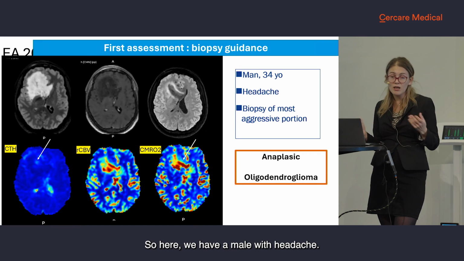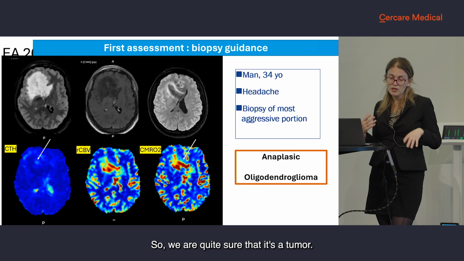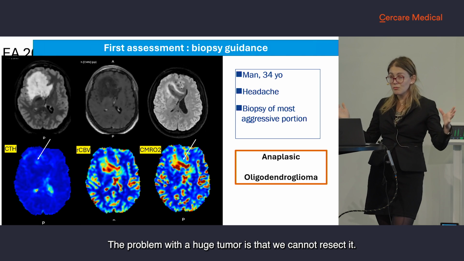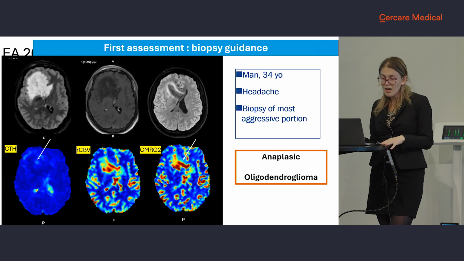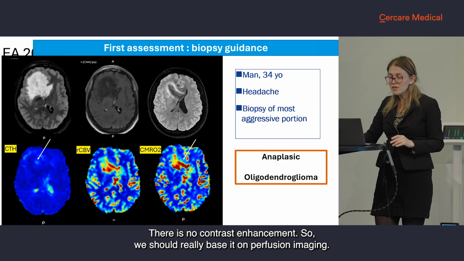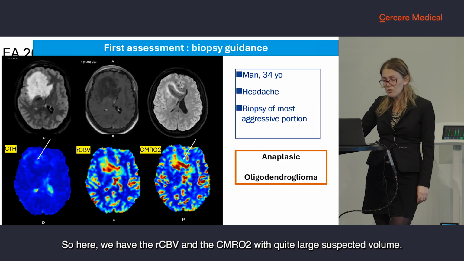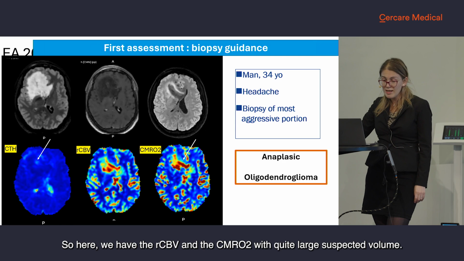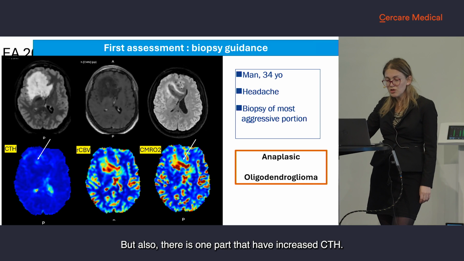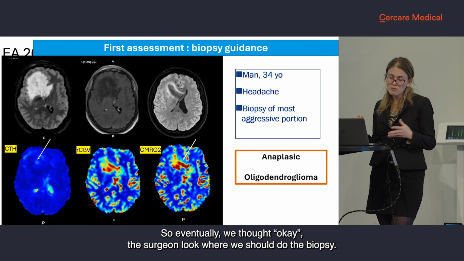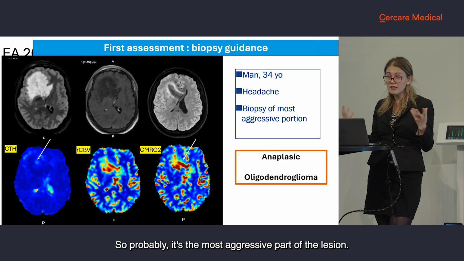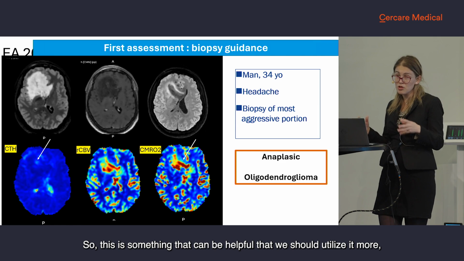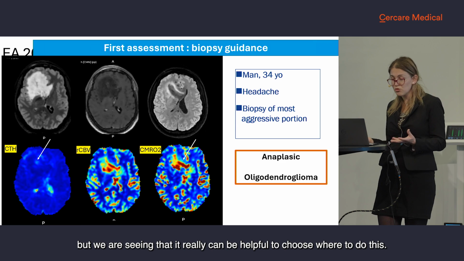Here we have a quite young male with headache, and we have this tumor. We're quite sure that it's a tumor. The problem is that it's a huge tumor. We cannot resect it, so we have to do a biopsy. The question is where to do the biopsy because the lesion is big. There is no contrast enhancement, so we should really base ourselves on perfusion imaging. Here we have the rCBV and the CMRO2 with a quite large suspected volume, but also one part that has increased CTH. So we thought that we should do the biopsy in the place where all the markers coincide, probably the most aggressive part of the lesion. This can be helpful, and we should analyze it more, but we think it can really help to choose where to do the biopsy.